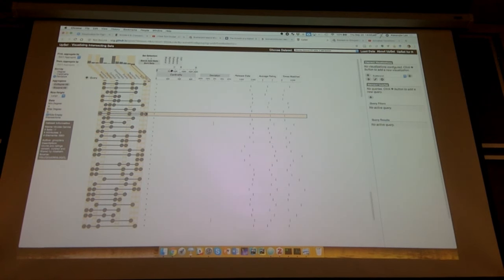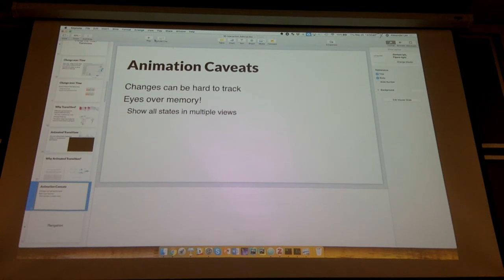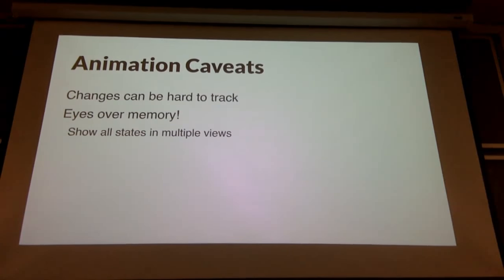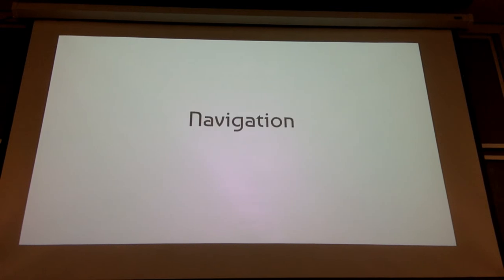But even generally, it can be hard to track if you have too many elements. One approach that they mentioned in the video is to stagger animations so that you move only one element at a time, but even that breaks down eventually. And then the other caveat is that the example that we had with the fertility rate, US versus Japan, is this eyes over memory approach. So maybe showing different states in multiple views and synchronizing them might be an alternative to animation.